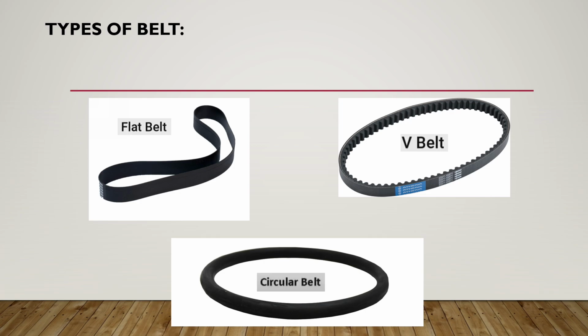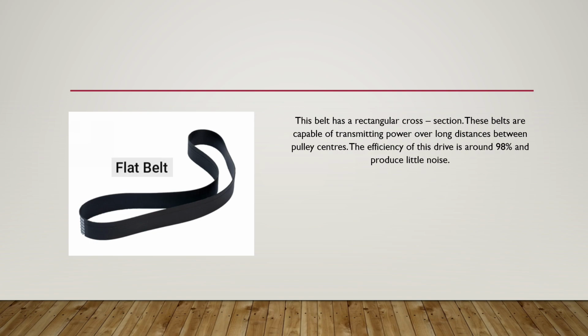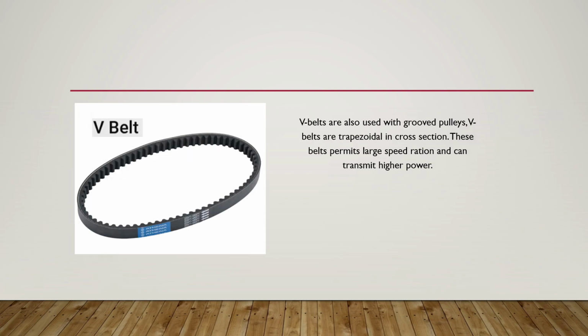Types of belt: flat belt, V belt, and circular belt. Flat belt. This belt has a rectangular cross section, and these belts are capable of transmitting power over long distances between pulley centers. The efficiency of this drive is around 98% and it produces little noise. Second, V belt. V belts are also used with groove pulleys. V belts are trapezoidal in cross section. These belts permit large speed rotation and can transmit higher power.